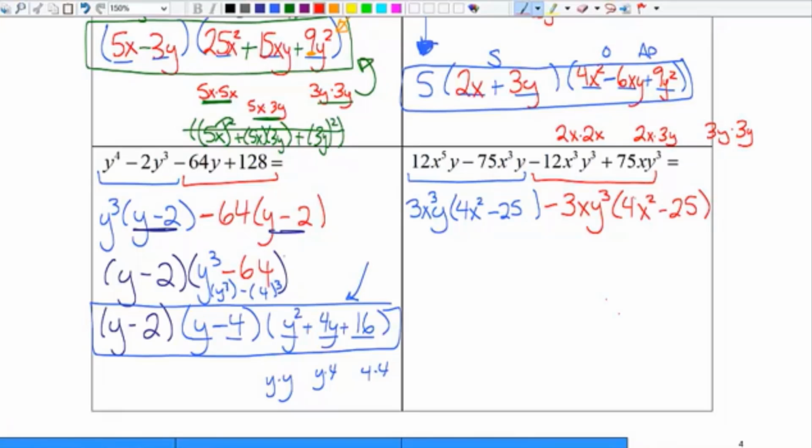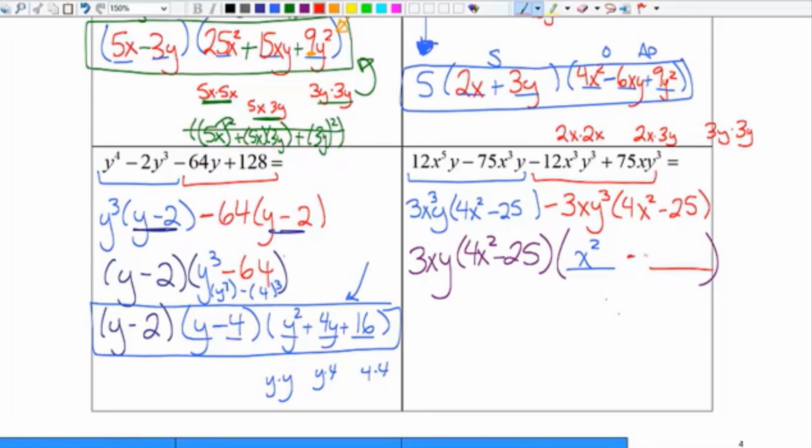So looking at my two groups, my blue group and my red group, I have a GCF of, let's see, 3. I have a common term of x, and I have a common term of y. I also have a common factor of the parentheses, 4x squared minus 25. So then in my blue group, I have leftovers, let's see, 3 divided by 3 is 1. x cubed y divided by xy is just x squared. And then my parentheses divided by the parentheses is just 1. Again, I don't need to write it.